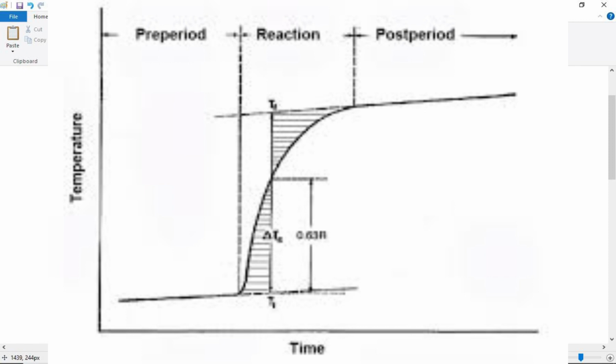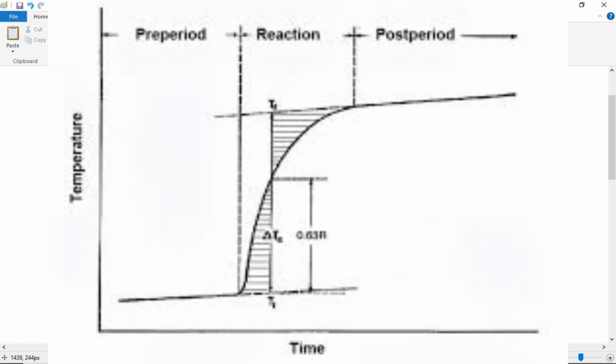And if you're looking at a temperature over time graph of a reaction, you can tell that the 0.63 R relates to a point where the change in temperature sort of flips in its calculation method by integration. Looking at the graph, you can see that it would almost represent a halfway point related to the areas under and above, depending on how you look at it, each curve.